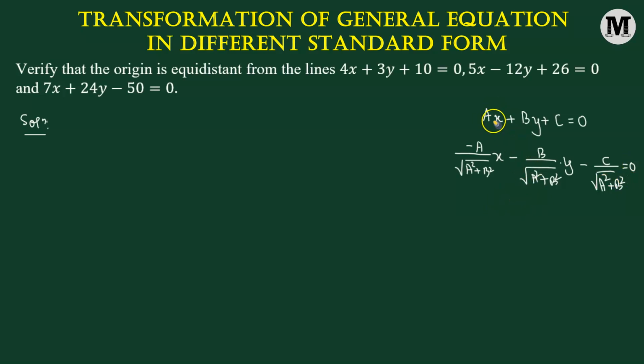So given the general form of the line ax plus by plus c equals 0, we can take help of this transformation to convert it to the normal form. This is what we will do for each of the lines.